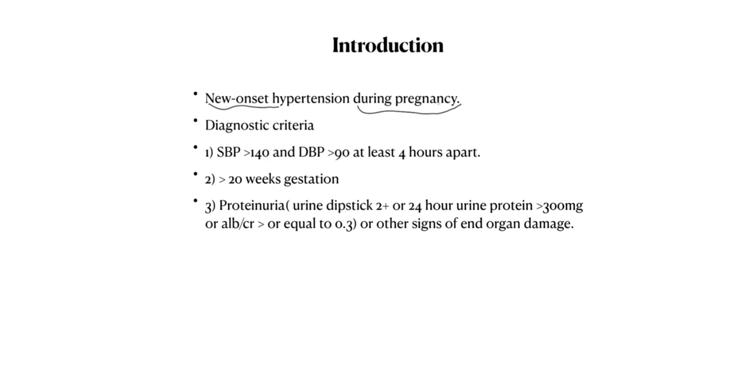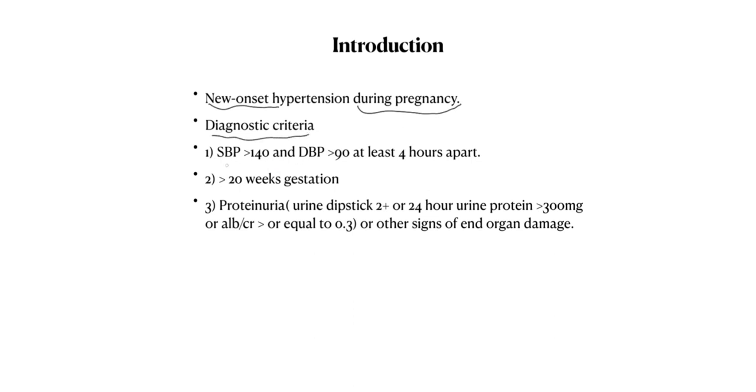So the patient was previously normotensive, and then during pregnancy for the first time, the patient developed hypertension. So this is called new onset hypertension, developing hypertension for the first time. But that's not enough for diagnosis of preeclampsia. We need other things. So we need three things. So this is the diagnostic criteria.